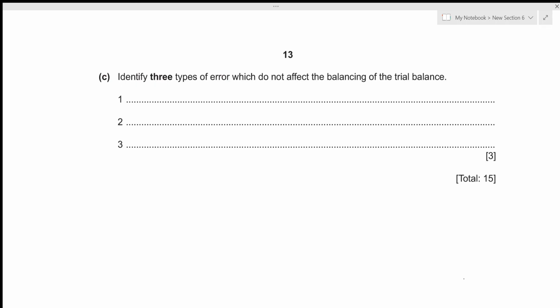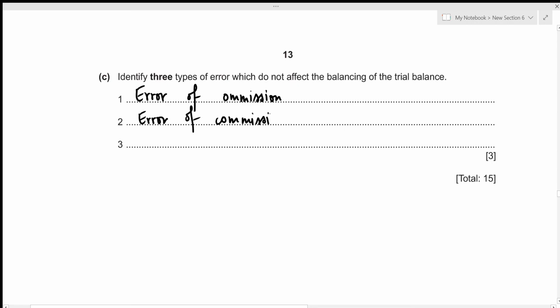Then the third one would be error of principle. This type of error arises when an entry violates a fundamental principle of accounting. So these are the three types of error which do not affect the balancing of the trial balance. Let's write it down. The first one is error of omission. The second one is error of commission. And the final one is error of principle.